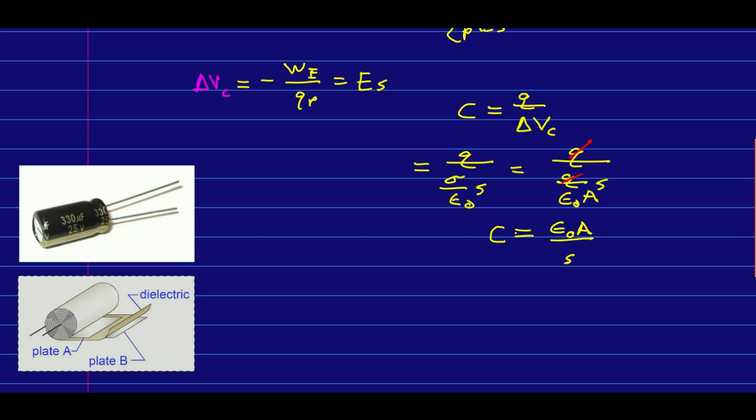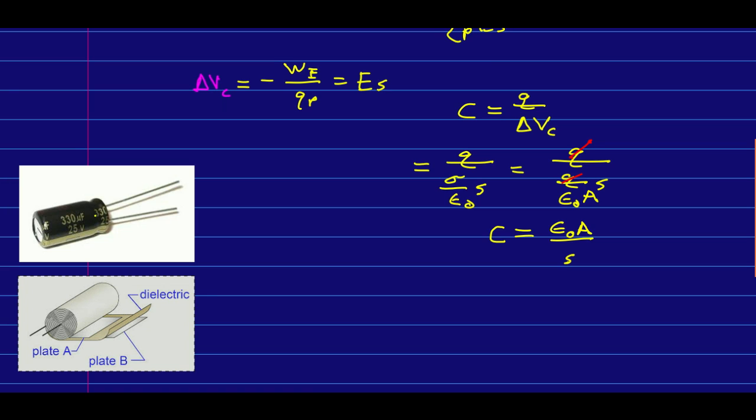And there is the capacitance of a parallel plate capacitor. Let's use this to estimate a fairly typical capacitance. So a fairly typical capacitor looks like this. It's perhaps about the size of the end of your pinky finger. And remember that although it's a cylinder, it's actually a parallel plate capacitor. It's just that the plates are rolled up into a cylinder.